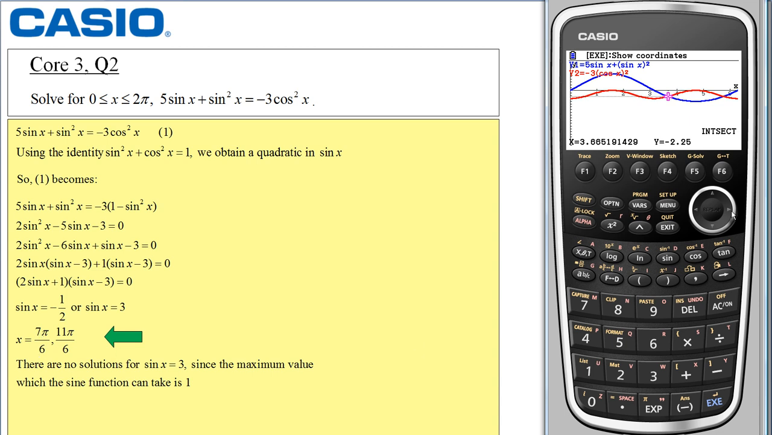If I scroll to the right, the second point of intersection is 5.7595 and so on. And again, a simple calculation will confirm that that's numerically equal to 11 pi over 6. There are no further solutions as I can see, and so the Casio graphical calculator has confirmed what I worked out.